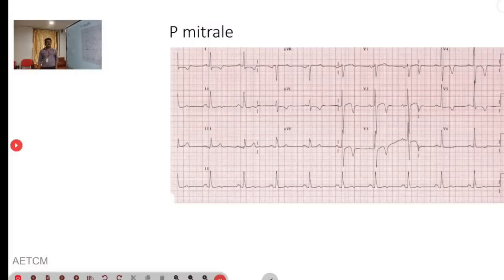Now next ECG, what you are seeing is, you can see here, the P wave has got a notch in between. And it is wide also. Width is more than 2.5 divisions. This is called as P mitral. This patient may have a left valvular disease, mitral regurgitation or mitral stenosis, leading to left atrial enlargement.